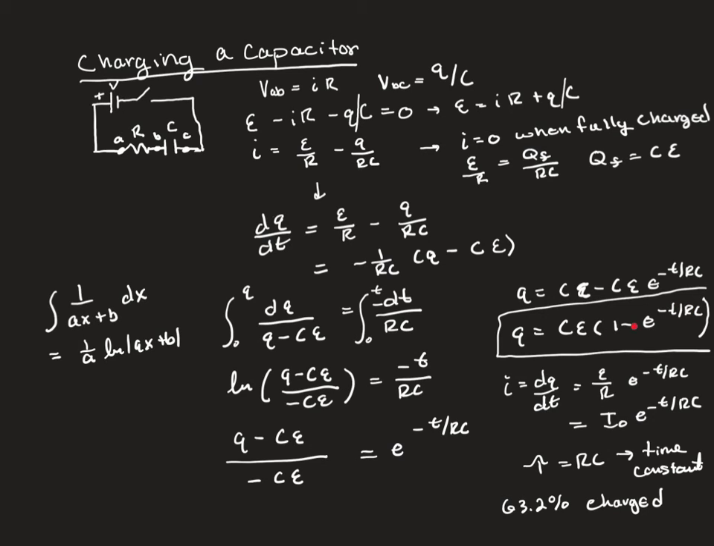So if I do 1 minus 1 over the exponential, I get 0.632. Or the idea that when t equals a time constant, the capacitor is 63.2% charged. And we often use this to describe how quickly a capacitor is going to charge. So the smaller the time constant, the faster the capacitor is going to charge.